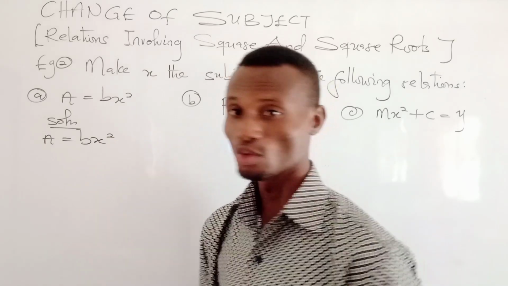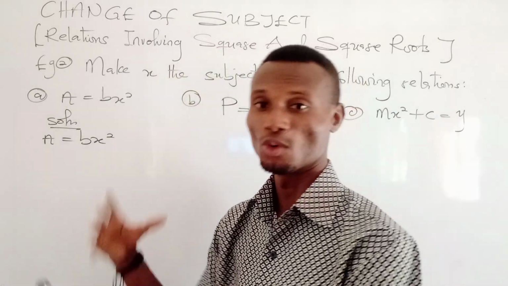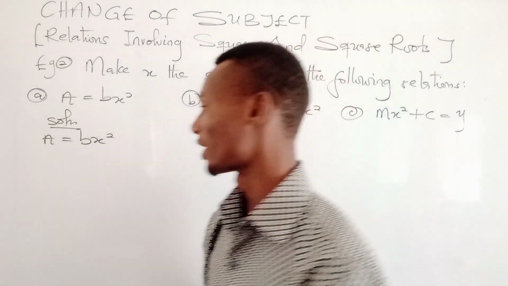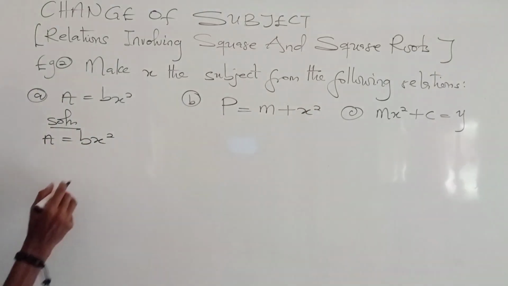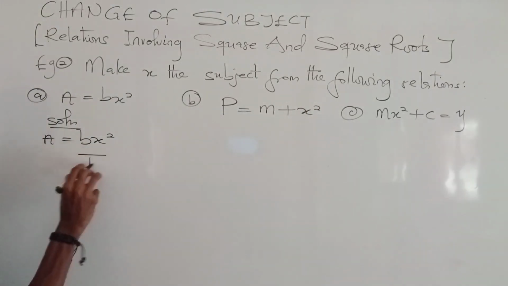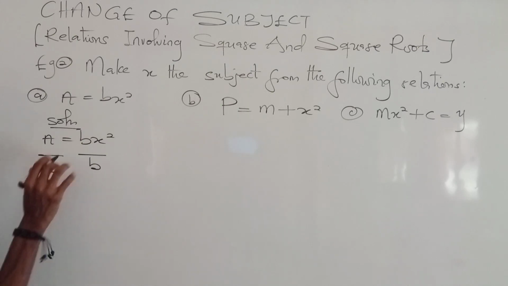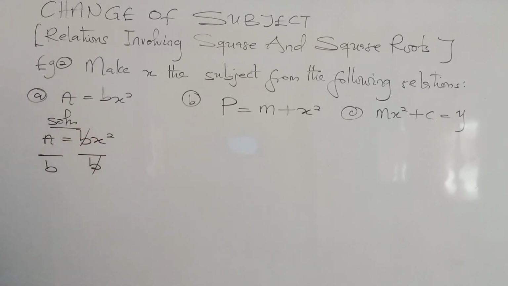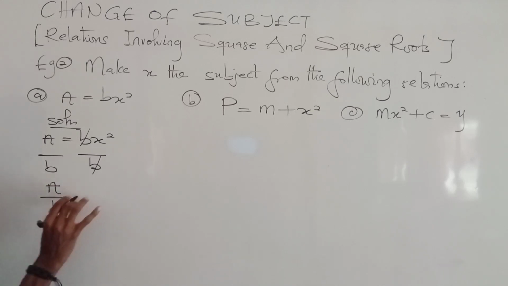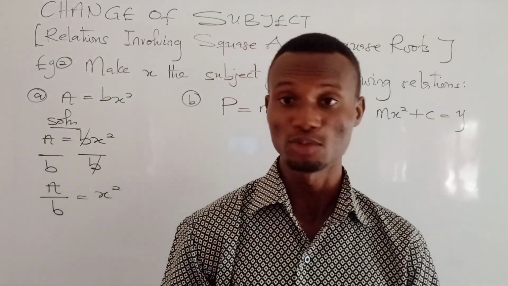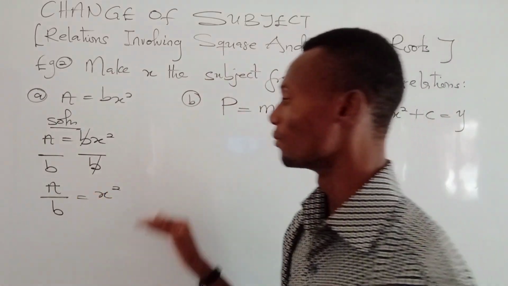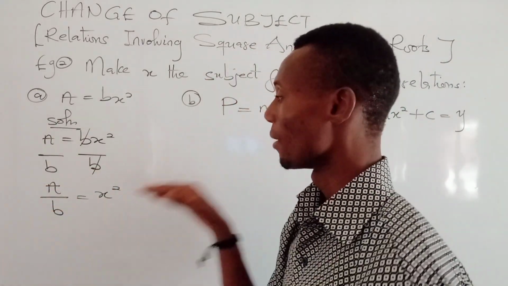So let's do that. We did this in the first video, so we are using the same approach. I'll divide through the equation by B, so I divide here by B and divide here also by B, so that this B and this B can cancel away. What I have left is A over B equals S squared. I hope you agree with me up to this point. All that we did is to divide through the equation by B.